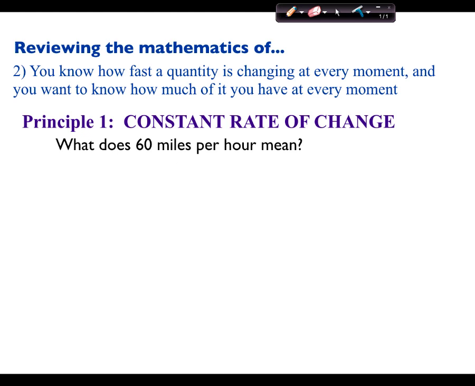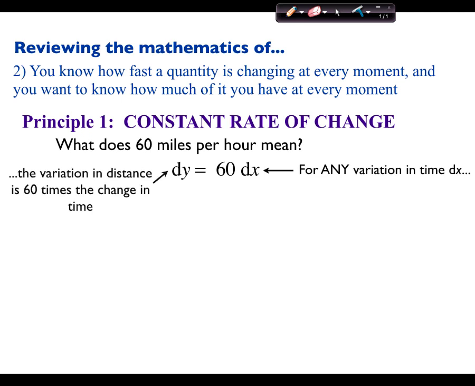Principle 1, constant rate of change. 60 miles an hour means for any given change in time or any variation in time, the variation in distance is 60 times that change in time. And so why is it important that we have to say this rather than, oh, every hour you go 60 miles? Why is it important?